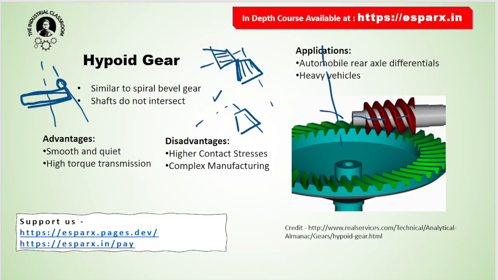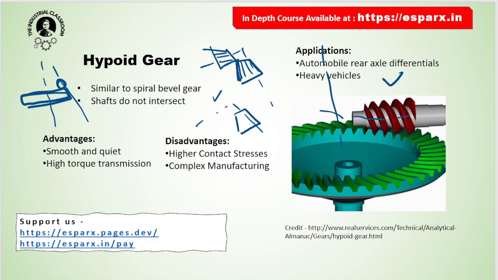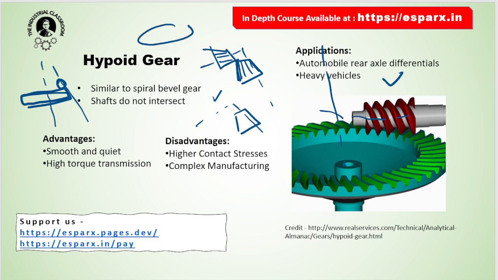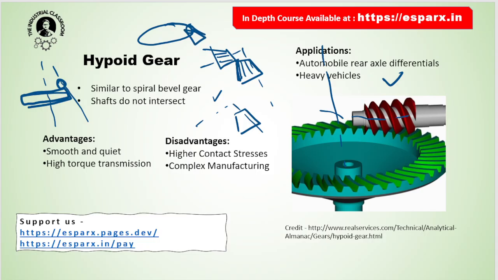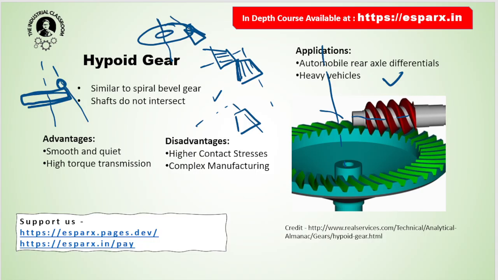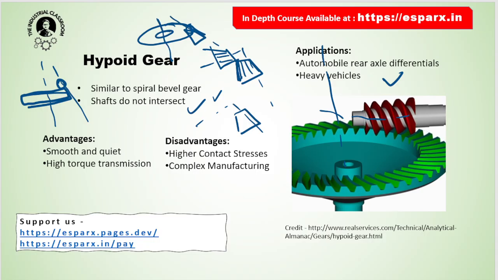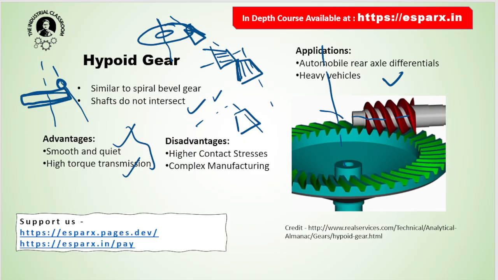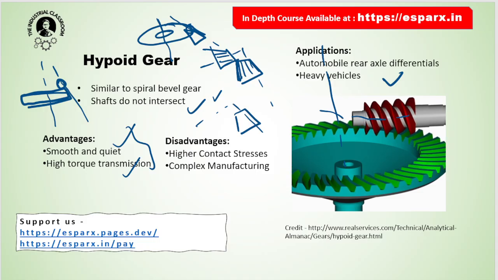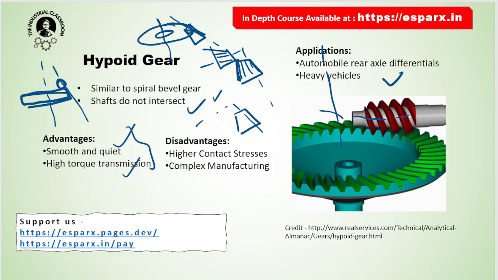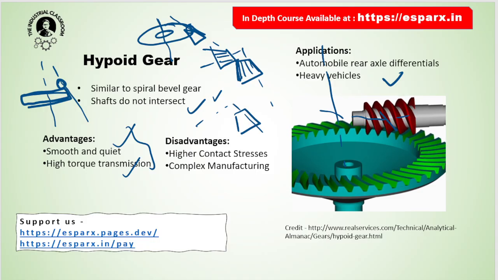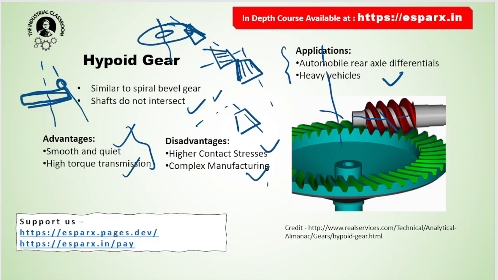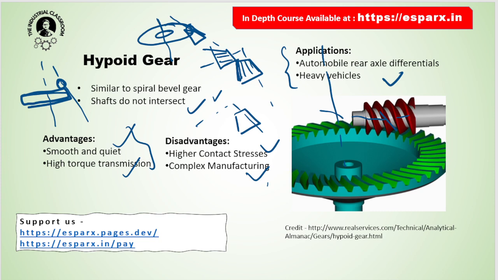This is the front view. If this is the front view, then we will move to the side view. We can say that it is attached to only one side of the gear, not the center. So both of them are not intersecting. And the advantages are smooth and quiet operation and high torque transmission. A larger amount of torque is transmitted due to the larger point of contact. Higher contact stress is generated, and manufacturing is complex. The applications are automobile rear differentials and heavy vehicles.